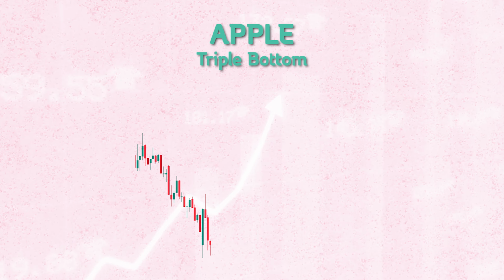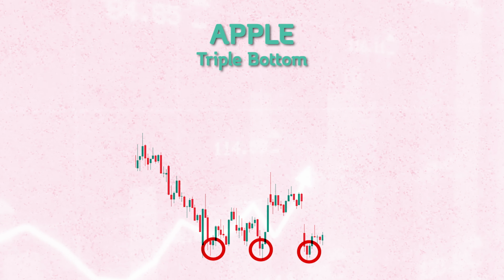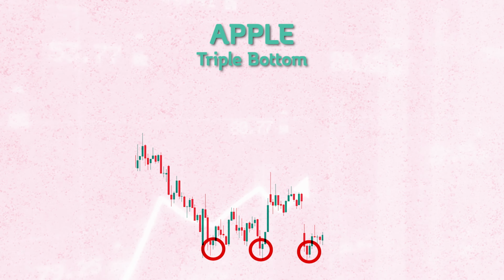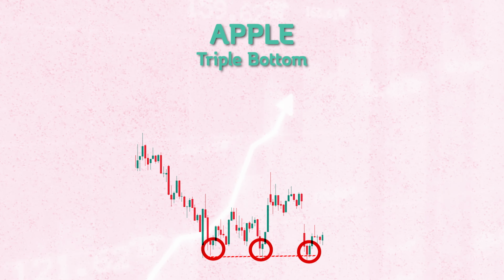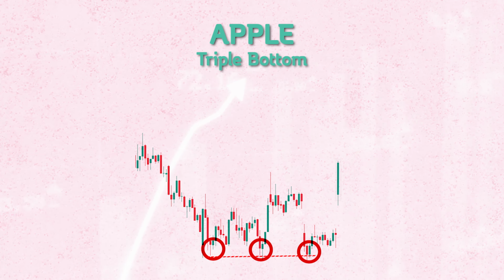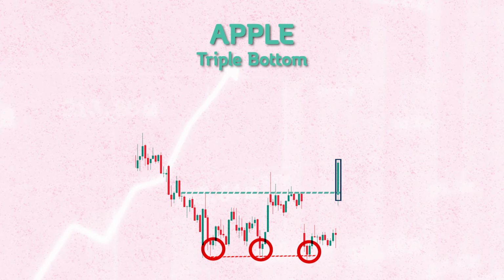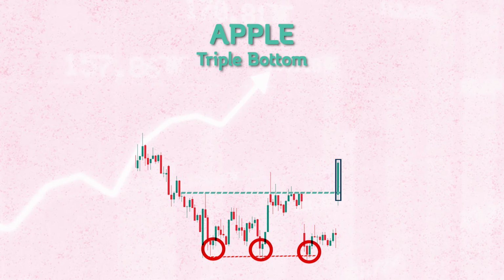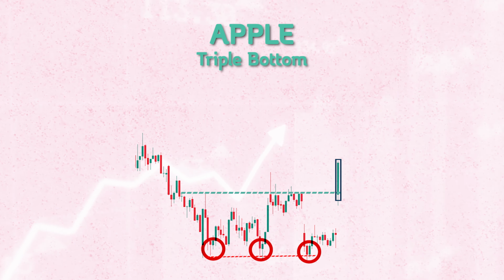After a second rally, price declines once more, forming a third trough at or near the same support level as the previous 2 troughs. This establishes a triple bottom, indicating persistent support at that price level. When price bounces off the support level for the third time in rallies, it breaks through the neckline. The bullish reversal is confirmed after price breaks above the resistance level formed by the peaks between the troughs. This breakout signals a shift in market sentiment from bearish to bullish.